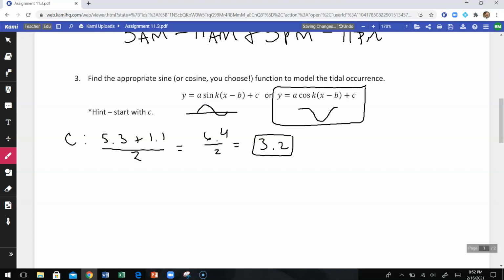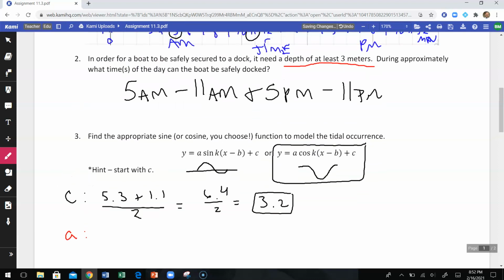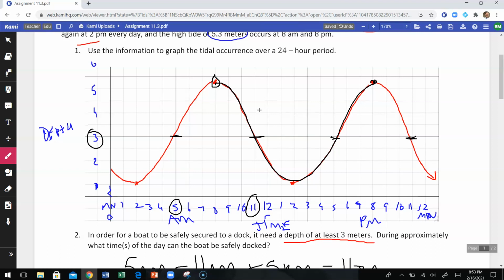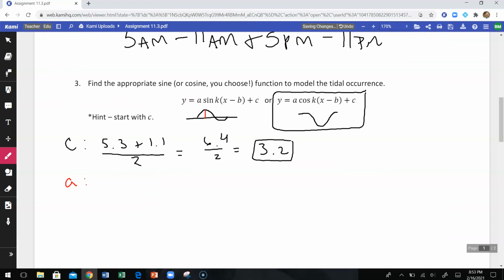The next thing I'm going to do is figure out A. A, recall, is the amplitude, and the amplitude is the distance between the midline and the top of your sine or cosine curve. If I know the midline happens at 3.2, so I'm just going to draw that line in, around here, the question is, what is this distance here? To figure that out, I simply take the high value, which is 5.3, the very top of the graph, and subtract my midline, which is 3.2. That gives me an A value of 2.1.